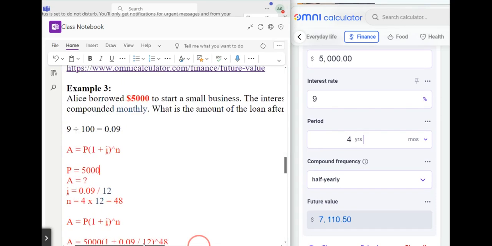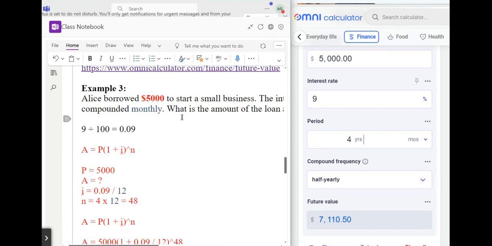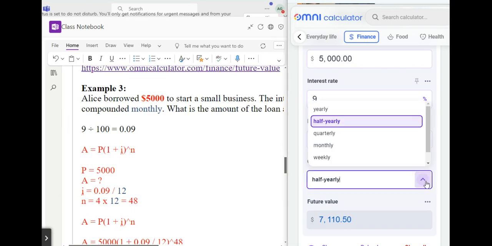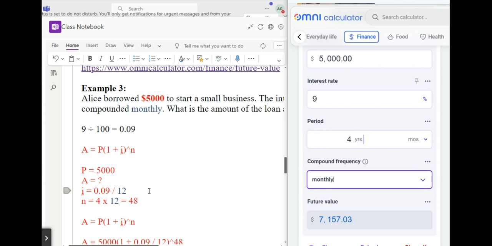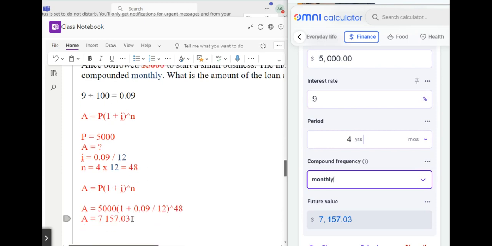And it's compounded how often this time? Well, instead of half yearly, it's now going to be monthly. So we will switch this to become monthly. And if you notice, we get the same answer as before.